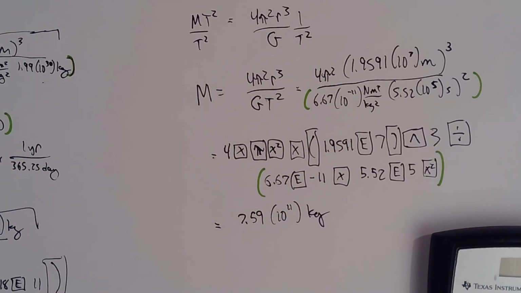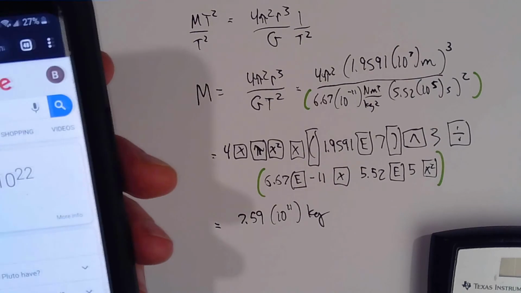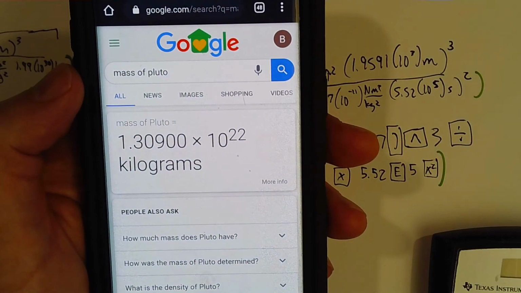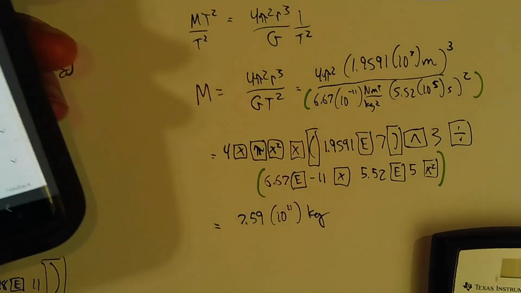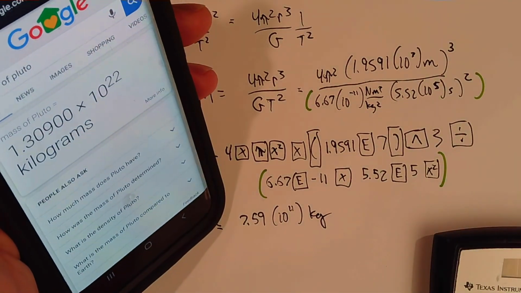Is that right? Well, I've got my little pocket computer right here. I wonder if you can even ask Jeeves anymore. All right, I'm going to just type in mass of Pluto. And we are way off. So the mass of Pluto is 1.309 10 to the 22nd kilograms. And we got 7.59 10 to the 11th kilograms.